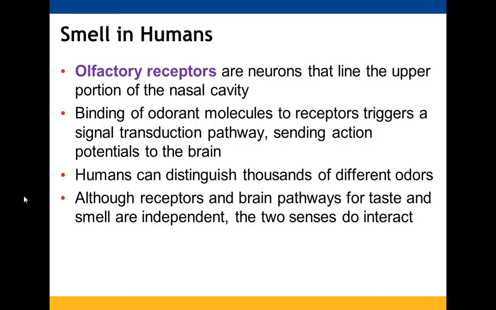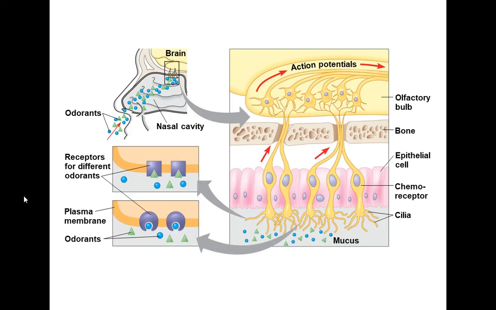Olfactory receptors are neurons that are going to line your nasal cavity, the upper portion there. When these molecules bind to receptors, they will trigger a signal transduction pathway, which will send action potentials to your brain. Humans are able to distinguish between thousands of different odors. These both have different pathways, but the senses do interact with one another.